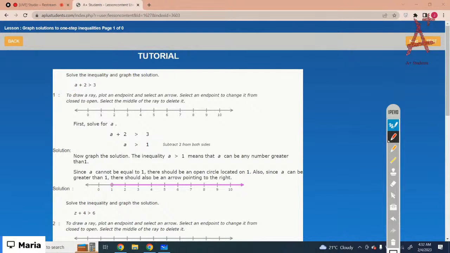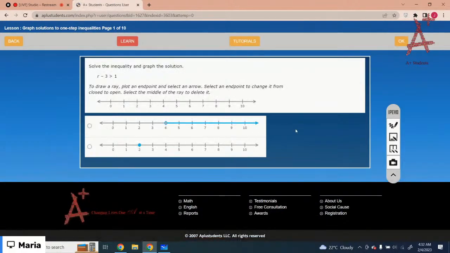So let's just start with the practice questions. You can have a look at the tutorial by yourself later today. So let's just start with the test.